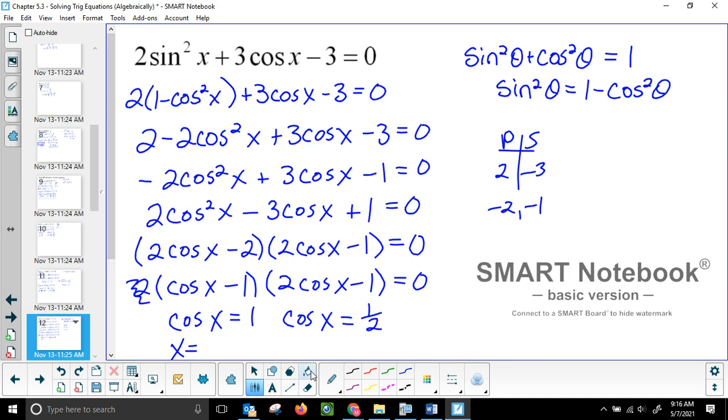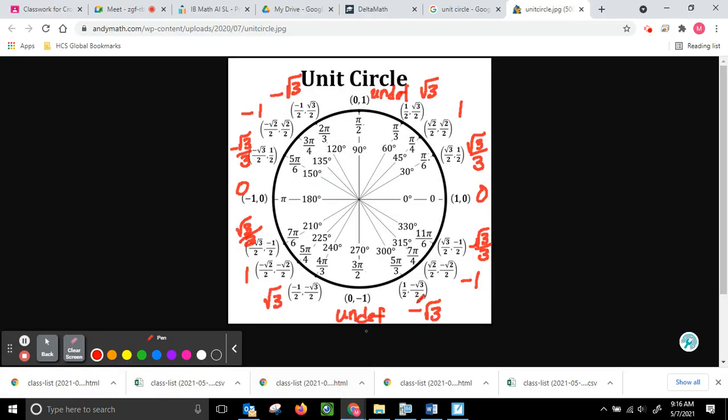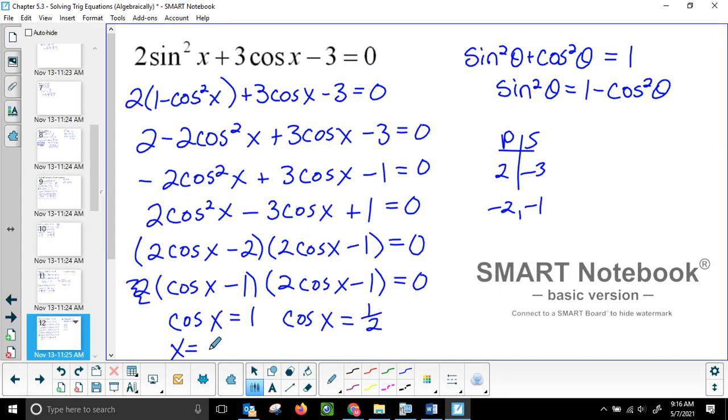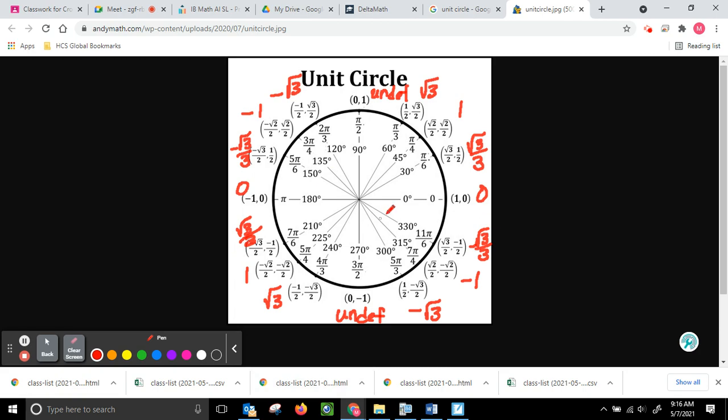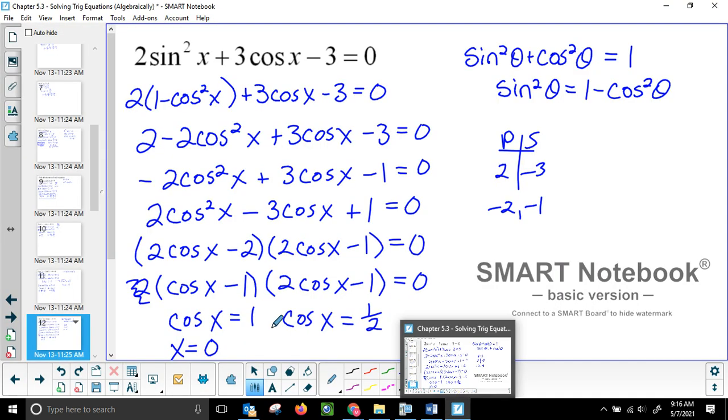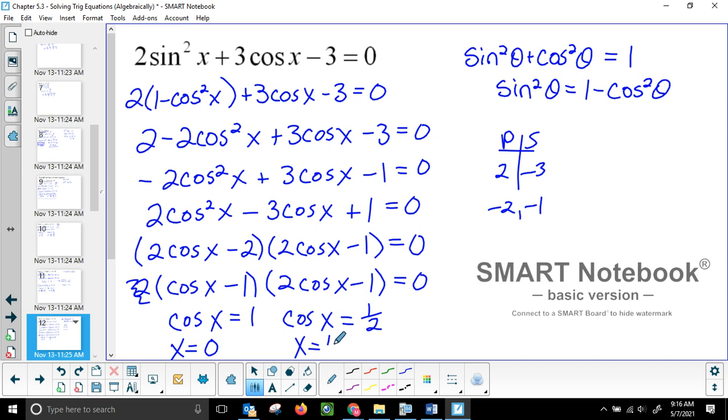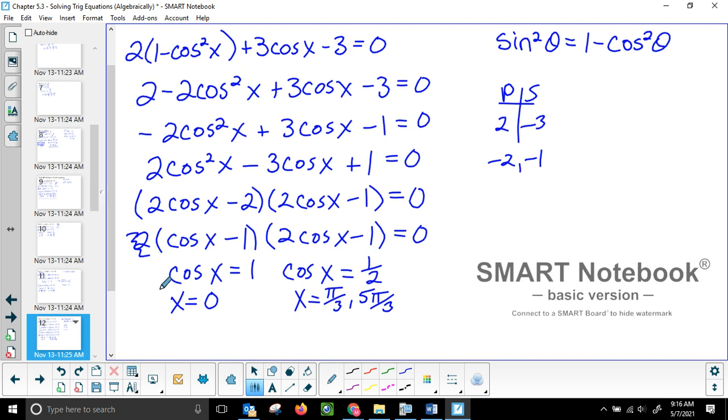All right, cosine of x is equal to 1 at 0, right here. And cosine of x is equal to 1/2 at pi over 3 and 5 pi over 3. And there are all of our solutions.